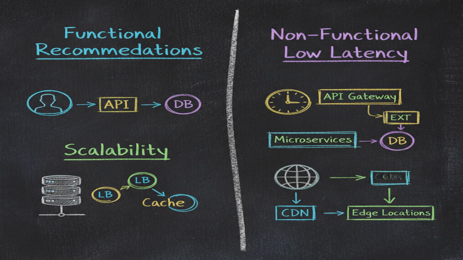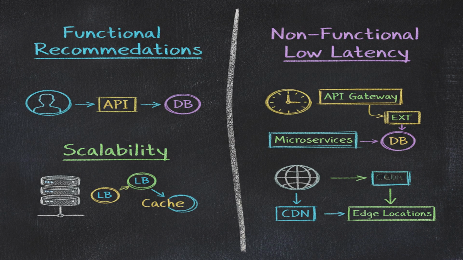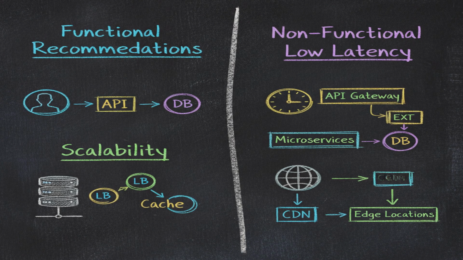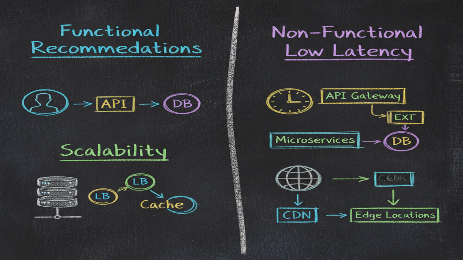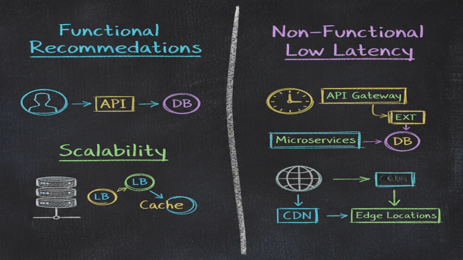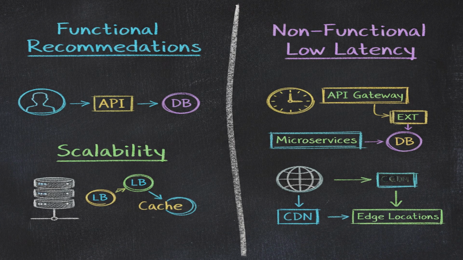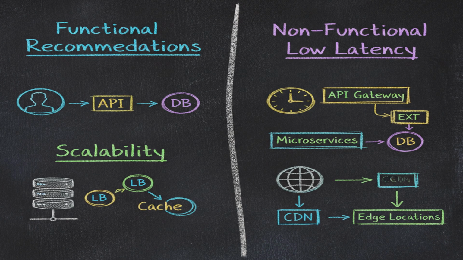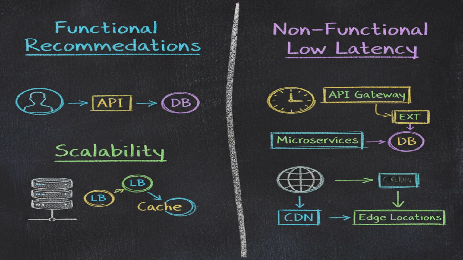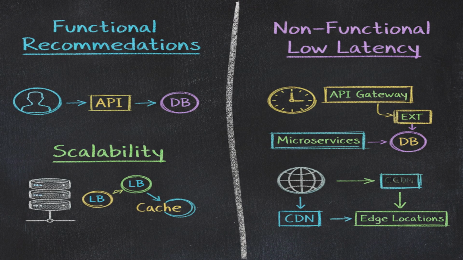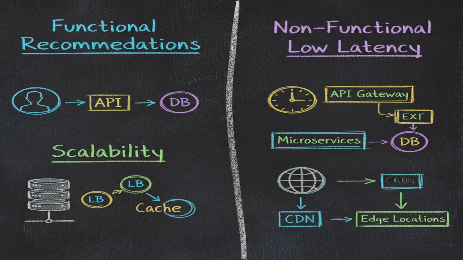Let's define the scope. Functionally, we need to recommend movies and TV shows. Users should see personalized recommendations on their homepage, search results, and after watching a video. Non-functional requirements include low latency. Recommendations should load in under 200 milliseconds. High availability. The system should be up 99.99% of the time, and scalability to handle millions of users.